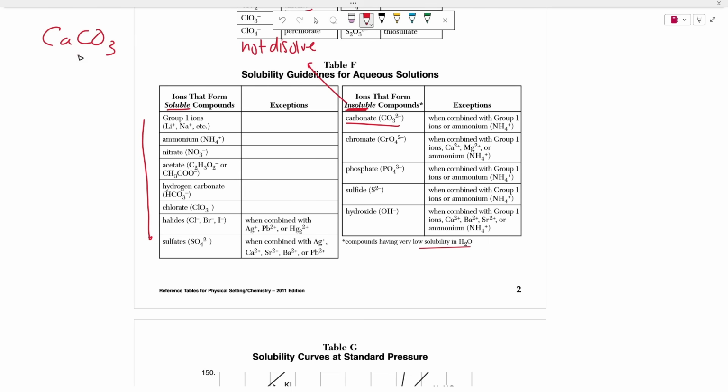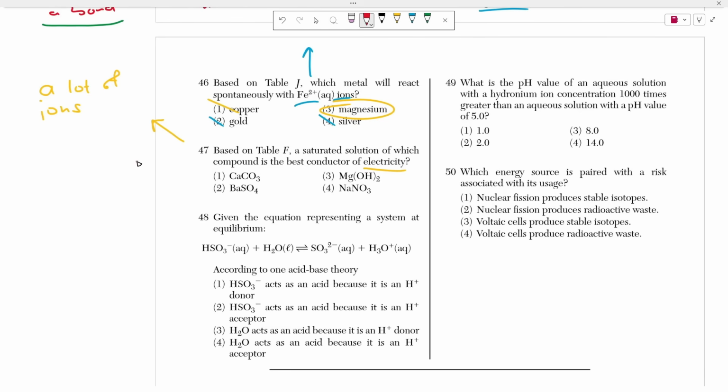So guess what? Calcium carbonate has carbonate in it, and the exception is when combined with group 1 ions. Calcium is a group 2 ion, so as a result, it's insoluble. It will not dissolve. If it's not going to dissolve, then there's no way for the CaCO3 to split into Ca2+ and CO3 2-. So because this isn't producing any ions, it will be a poor conductor of electricity because there are no ions being produced. Let's look at BaSO4 again.